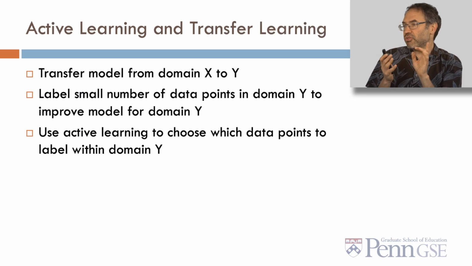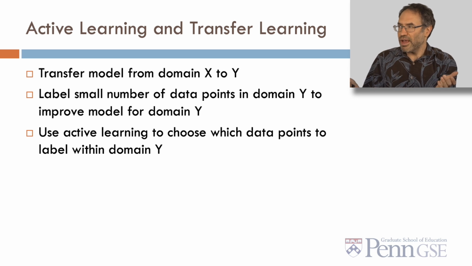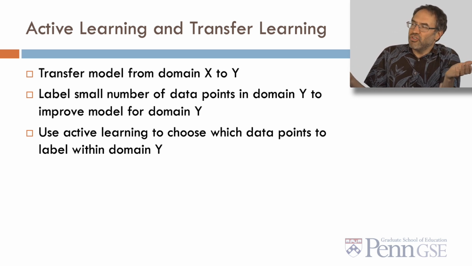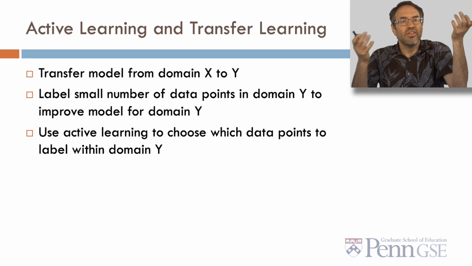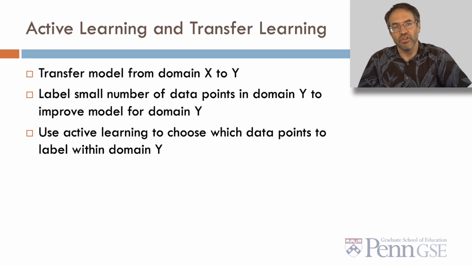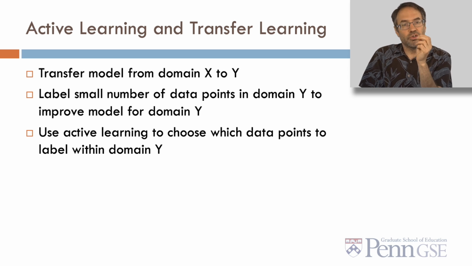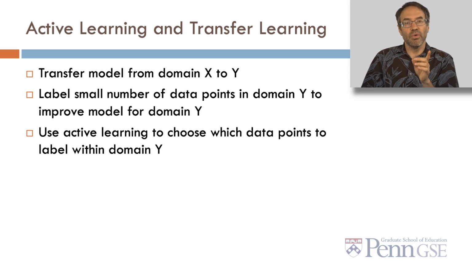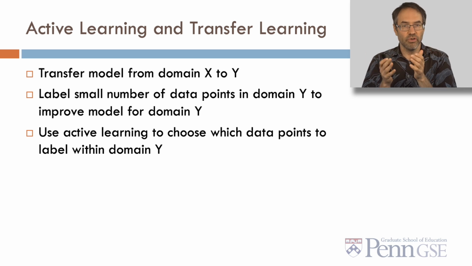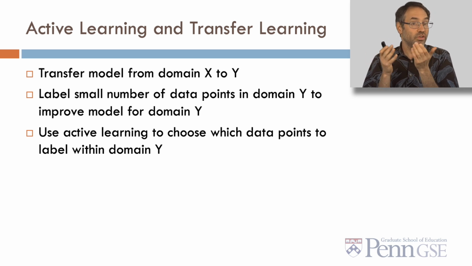Now, two slides ago, you were probably asking, Ryan, why did you suddenly start talking about active learning? What does that have to do with transfer learning? And the answer is because one of the best approaches to transfer learning is active learning. If we want to transfer a model from domain X to Y, one of the ways to do it is to take that model and then label a small number of data points in domain Y to improve the model for domain Y. And it's active learning that we use to choose which data points we should label within domain Y.